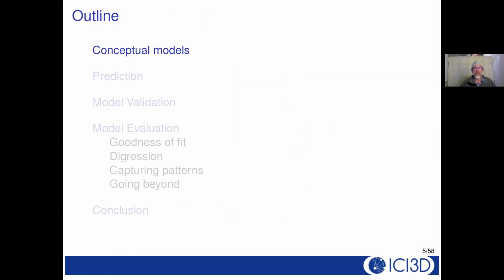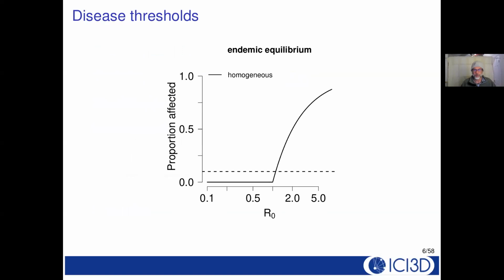So that's my introduction, and I'm going to talk now about conceptual models and the kind of things we might be able to learn from models without even fitting them from data. So here's one of my favorite conceptual models, and I find this is a really useful conceptual model, both when it works and when it doesn't work. So this is the model that goes all the way back to Ronald Ross and says that if populations are mixing homogeneously, we expect to see this really sharp relationship between the proportion affected at equilibrium. Always remember, this is an equilibrium picture.